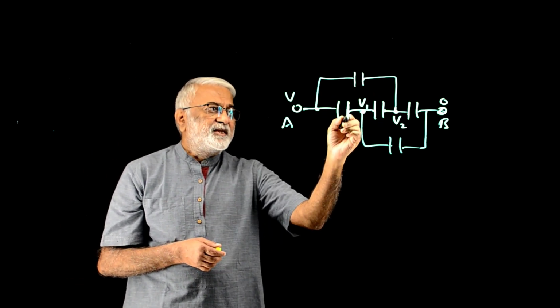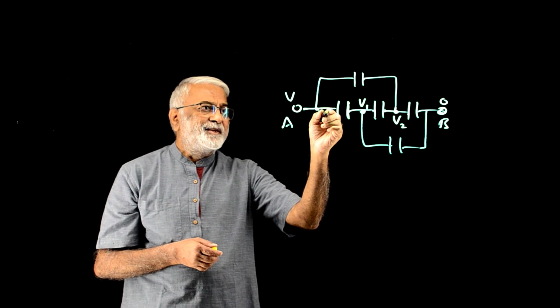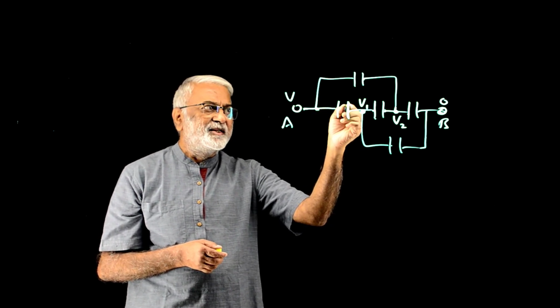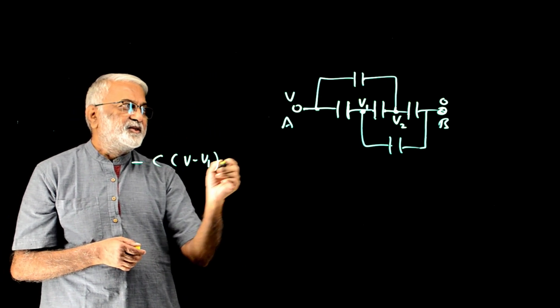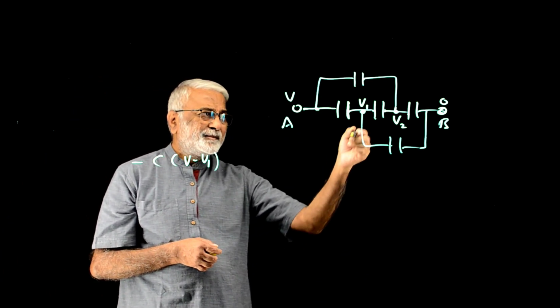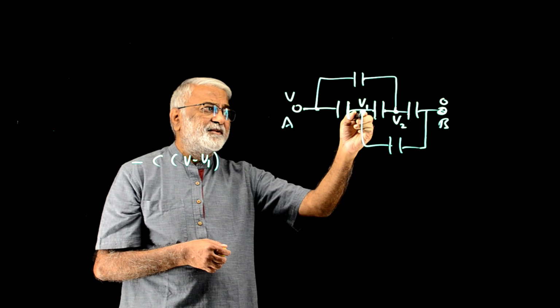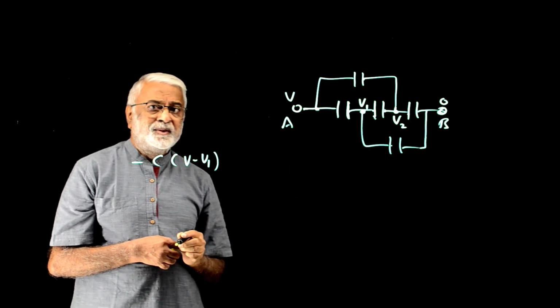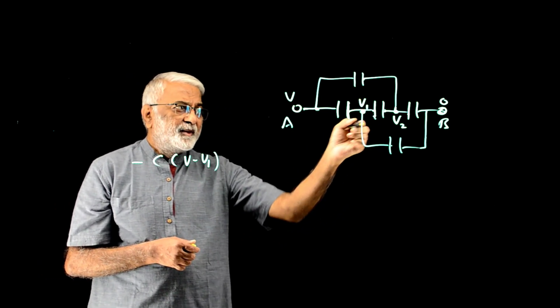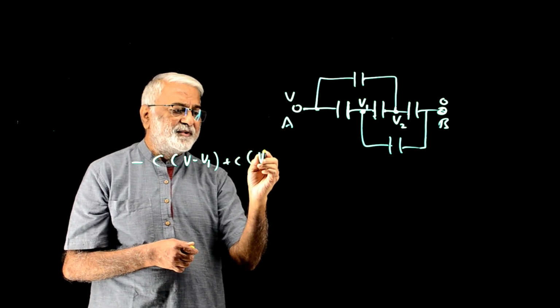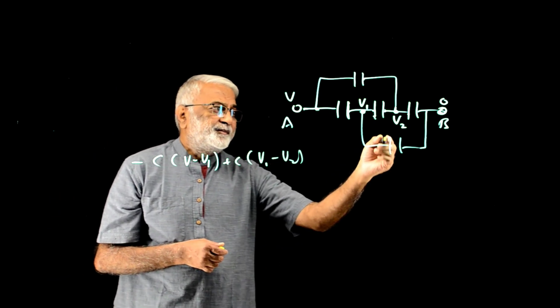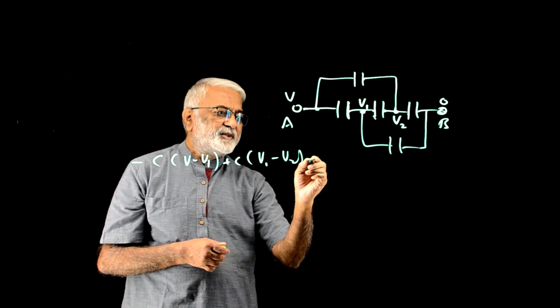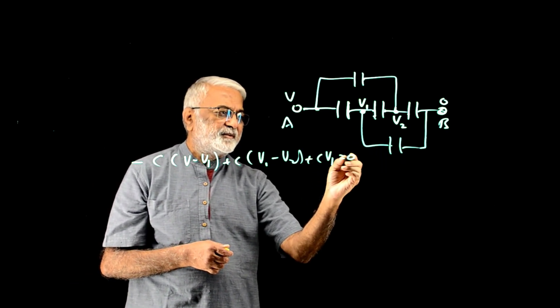What is the charge on this? Let's assume V1 is less than V, so this will be C into V minus V1, and this will be minus C into V minus V1. That is charge on this. Let's assume V2 is less than V1, so this will be C into this one plus C into V1 minus V2. And then this one, this is 0, this is V1, so plus CV1.